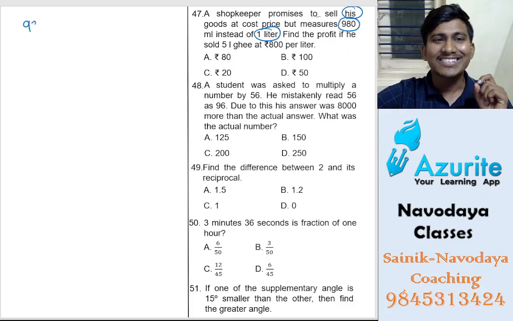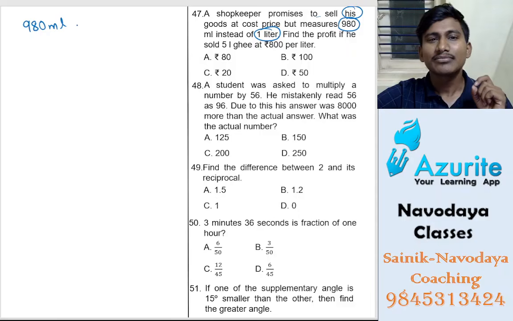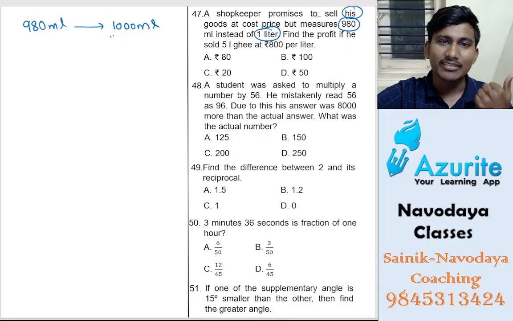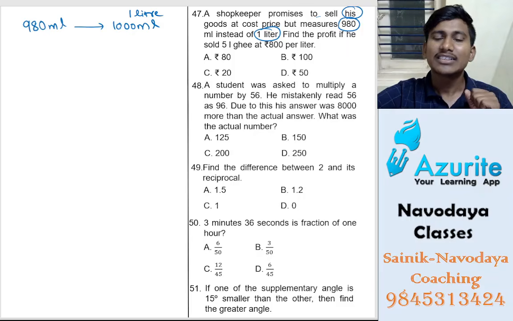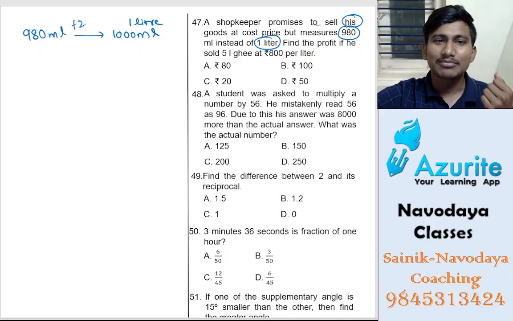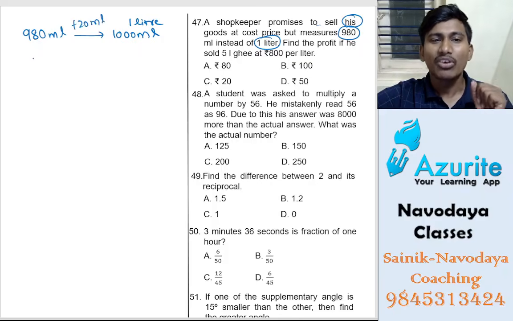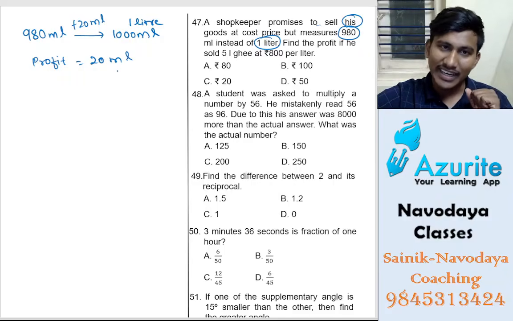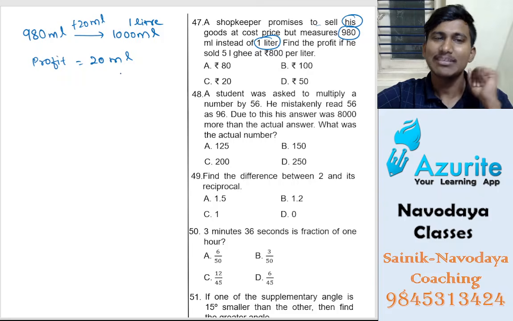So the shopkeeper is selling his goods at a measure of 980 ml instead of 1 liter. So he is selling only 980 ml instead of how much? That is 1000 ml, right? So what is his profit? 1 liter means 1000 ml, right? So here profit is 20 ml, right? So profit is 20 ml per liter. For 1 liter, 20 ml is the profit.